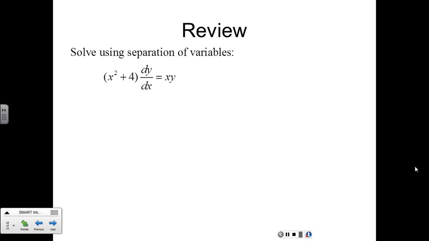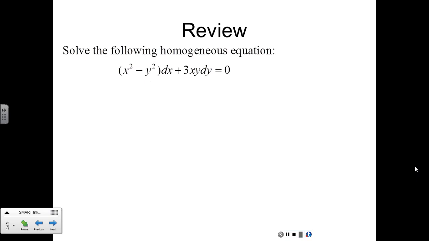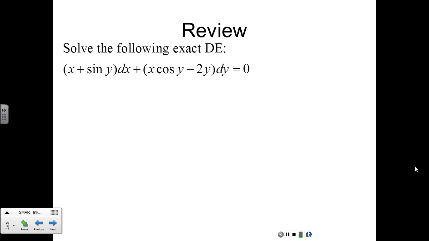Solve using separation of variables. I'm not doing that tonight. I'm doing that first thing next class. Solve using homogeneous. I'll do that first thing next class. An exact, I'll start class off with that one. So let's do this.